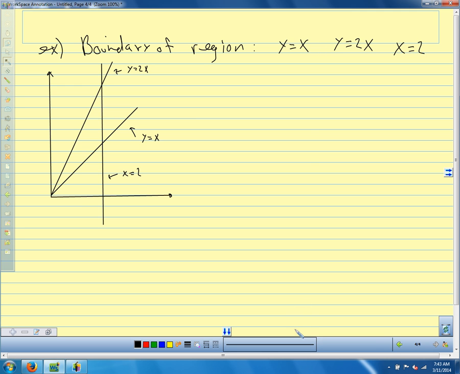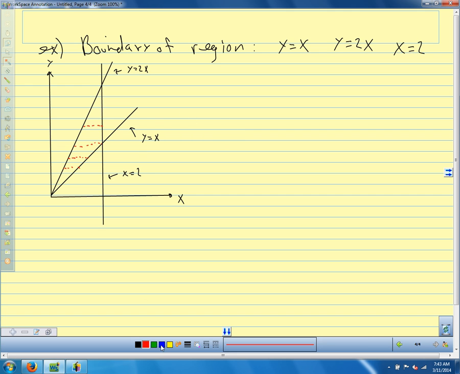All right, so for this region, are we going to want to set our rectangles vertically or horizontally? I would choose vertical, because if we set them horizontally, in this area we're evaluating between y equals 2x and y equals x. And then when we get to here, we would have to evaluate between y equals 2x and x equals 2. So we would have to set up two separate iterated integrals.